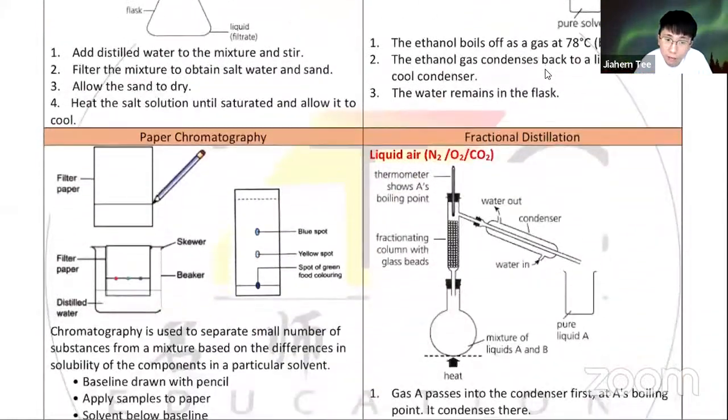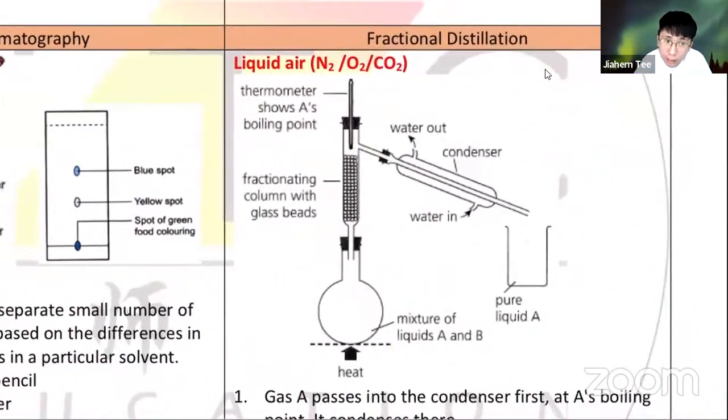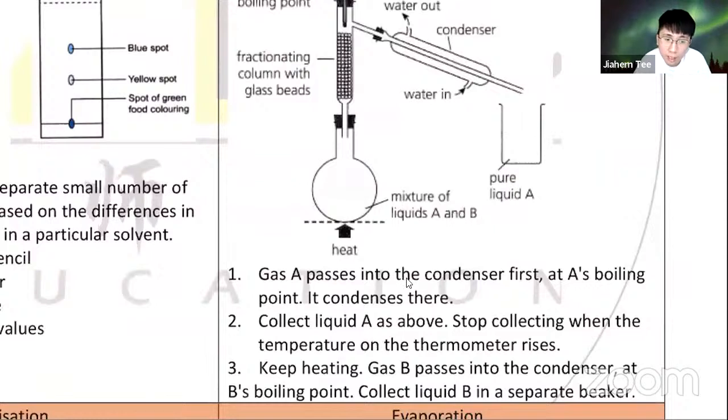Then moving down, you have fractional distillation. Of course, you can also separate different mixtures with different boiling points and melting points. So you can see from here, we try to separate air, because in air, we know that there are a lot of different gases: nitrogen gas, oxygen gas, carbon dioxide gas, and other things. So what we can do is, gas A passes into the condenser first. At A's boiling point, it condenses there. So collect liquid A as above, and stop collecting when the temperature on the thermometer rises.